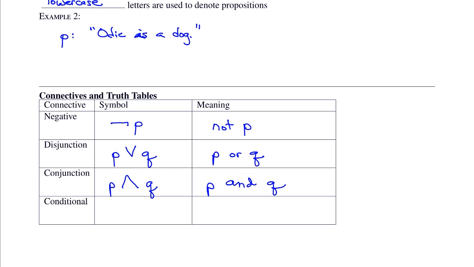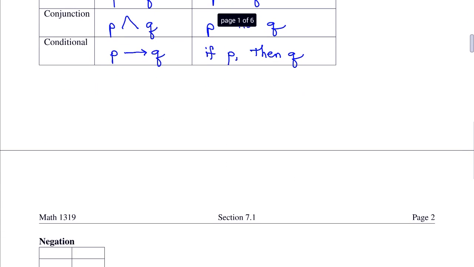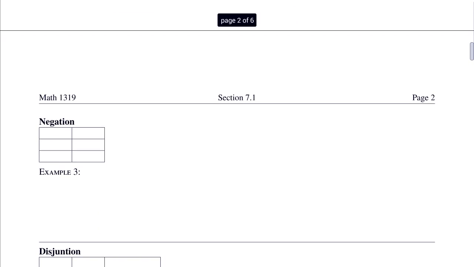And then conditional is P with an arrow going over to the Q. And we read this one as if P, then Q. So there's our 4 connectives. Now we need to know how to work with each of these, and so we'll do that one at a time. And first up is negation.